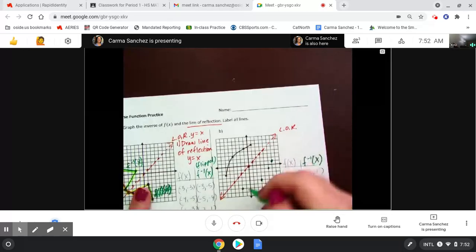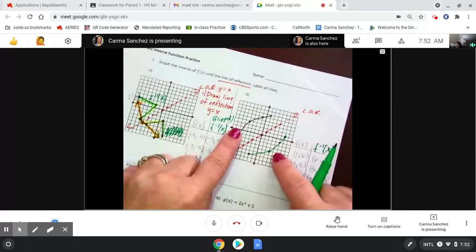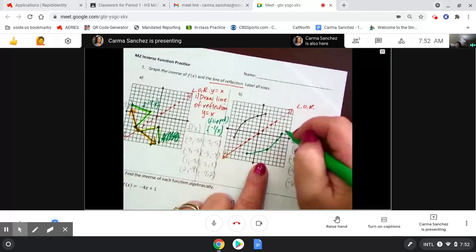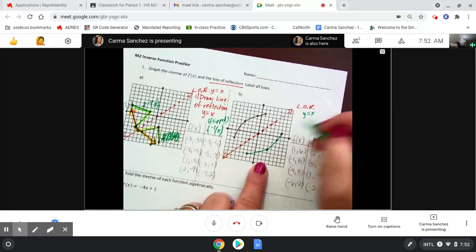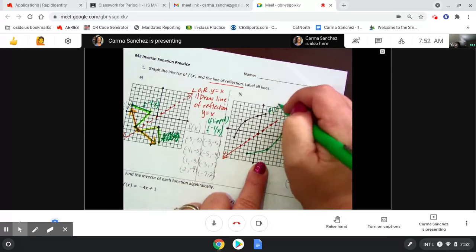I'm going to do my best to connect this function. And there is my exact reflection over the line of reflection, y equals x. All right, so this is f of negative 1 of x, and this is my original function, f of x.